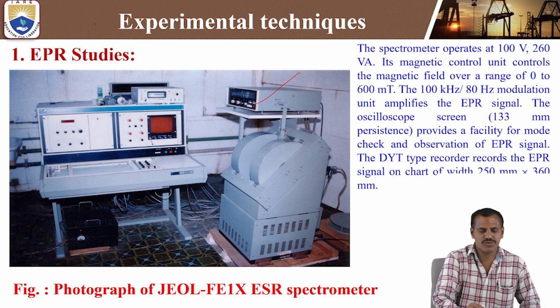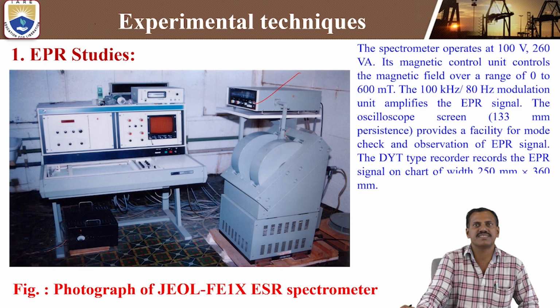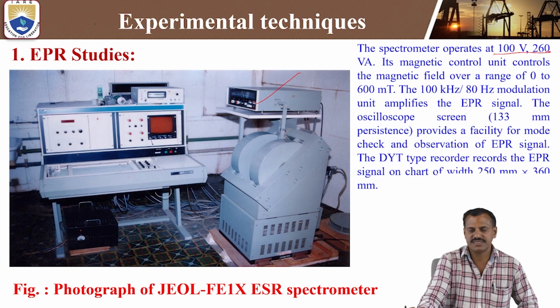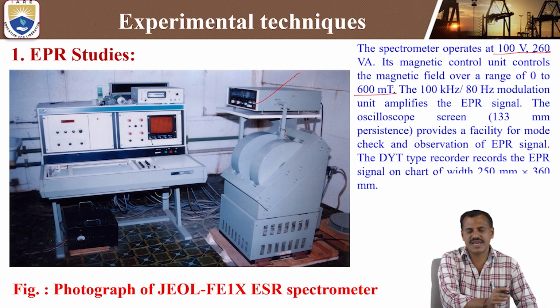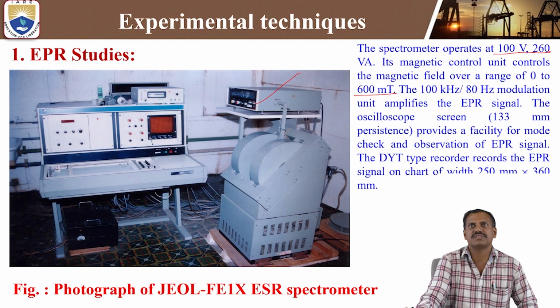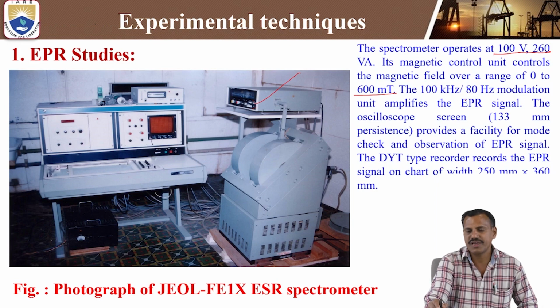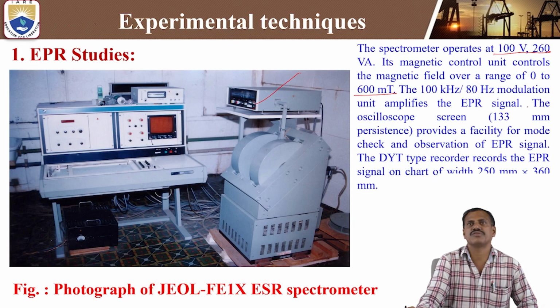This is the photograph of the JES-FE1X ESR spectrometer. This spectrometer operates at 100 volt to 260 volt. Its magnetic control unit controls the magnetic field over a range of 0 to 600 millitesla. We can vary the magnetic field from 0 to 600 millitesla while applying the microwave frequency. The 100 kilohertz and 80 hertz modulation unit amplifies the EPR signal.